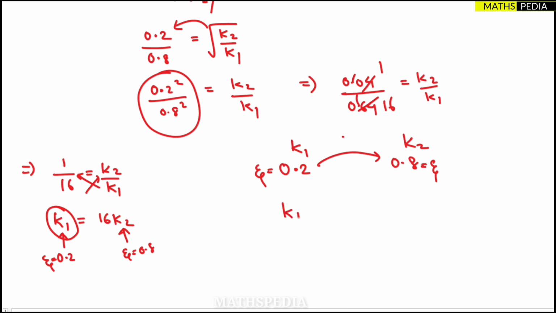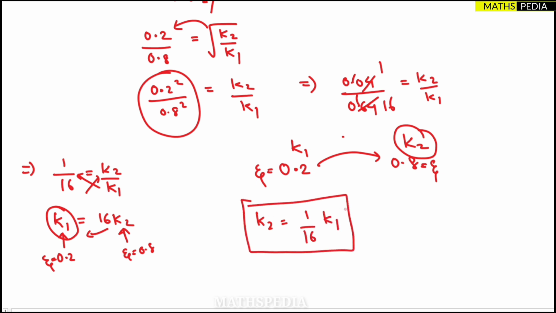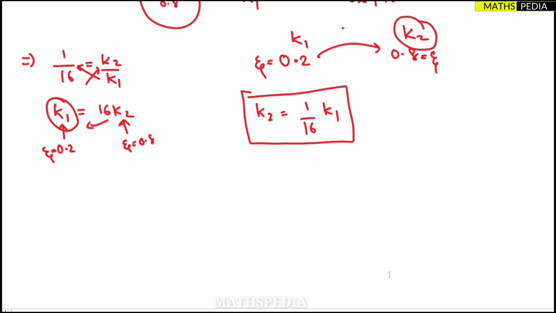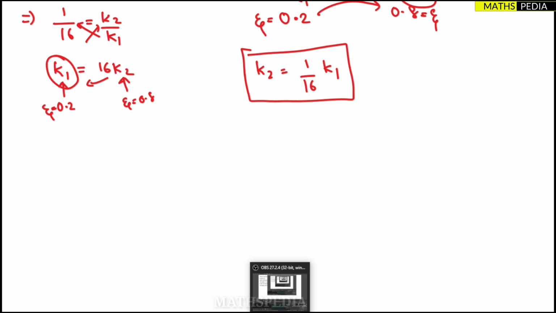k1 is equal to 16 times k2, or you can say that in order to increase from 0.2 to 0.8, I should multiply k with 1 by 16, because if I shift this to this side, k2 is equal to 1 by 16 of k1. That means you have to multiply the amplifying gain k with 1 by 16.